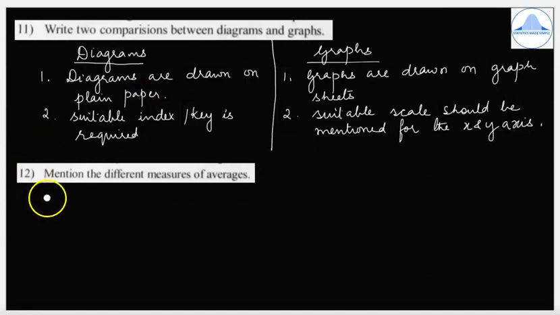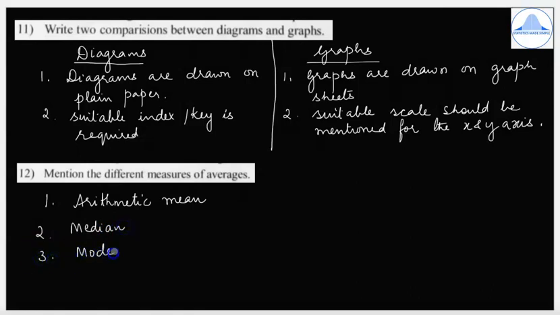Now let us move on to the 12th question, that is, mention the different measures of averages. When they say measures of averages, we are talking about measures of central tendency. The different measures of central tendency are, the first one is the arithmetic mean. The second is the median. Then third is the mode. Then fourth, you have the geometric mean. And the fifth is the harmonic mean.